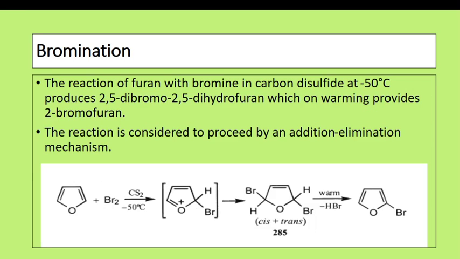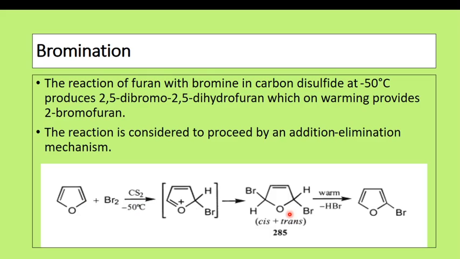Then the bromination reaction. The reaction of furan with bromine in carbon disulfide at minus 50 degrees Celsius gives 2,5-dibromo furan. Each outcome produces 2-bromo furan. The reaction is considered to proceed by an addition-elimination mechanism. So due to the presence of Br2, it attacks furan at the second position in presence of CS2 at minus 50 degrees Celsius. Then it gives the cis plus trans form.